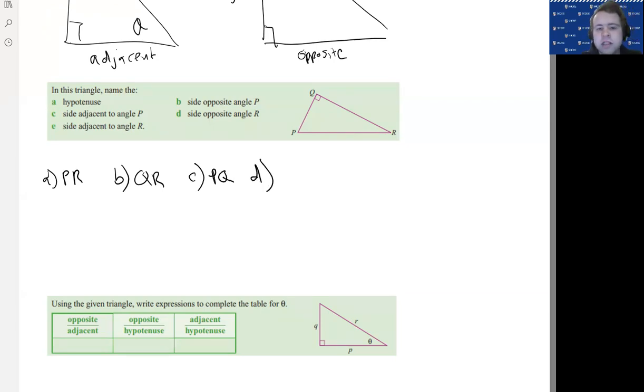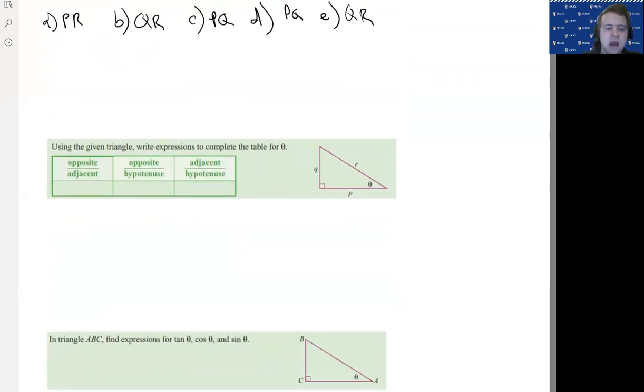Okay, the side opposite angle R is going to be PQ. The side adjacent to angle R, again not the hypotenuse, is going to be QR. You can see there's this relationship: the side that's adjacent to one angle is the side that's opposite to the other angle. Okay, makes sense.